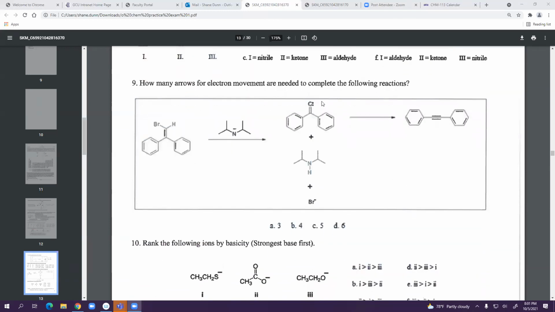Okay, Zoomies, how we doing? We're good. Cool. If you have questions, just talk and yell at me and I will stop. Okay. No, headphones. There's my earbud. Okay. 9. How many arrows? Well, let's do it.